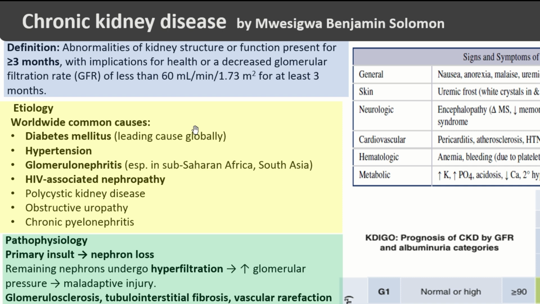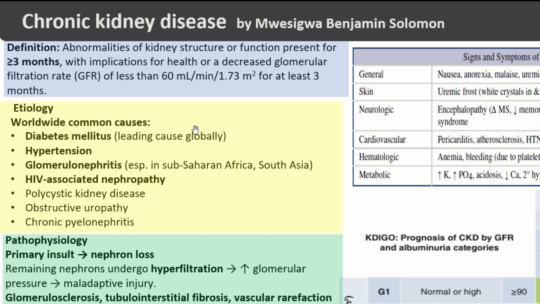But starting from there, it starts to reduce by 1 mL per minute every year. And at approximately 70 years, the glomerular filtration rate is going to be at 70 mL per minute.